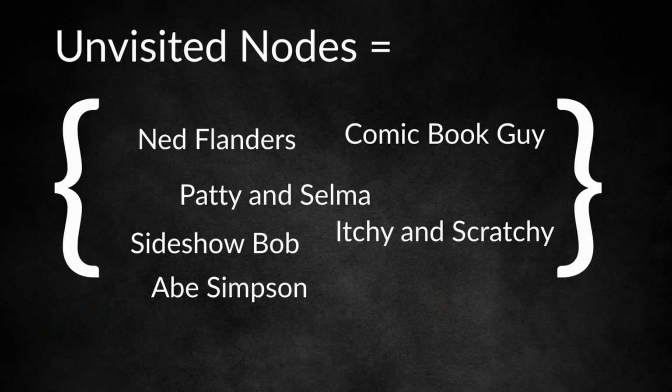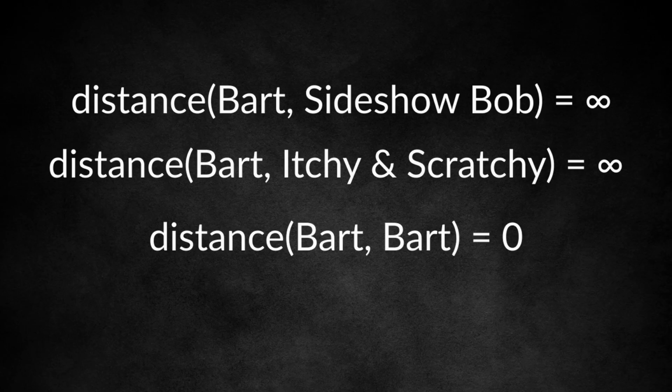So let me break down how this algorithm works. We start by creating a set of all nodes that we haven't visited yet, called the unvisited nodes. Creative, right? And then we set the distance to each of these nodes to be infinite, because we haven't found any paths yet, so we can't pick a shortest path there yet.